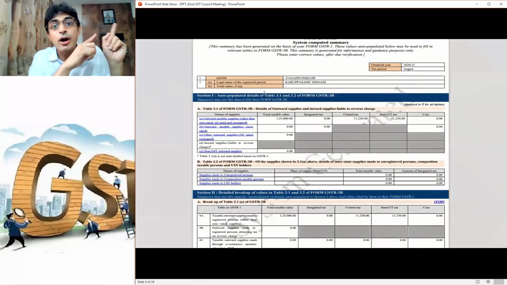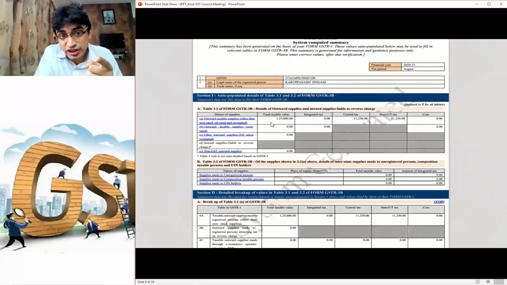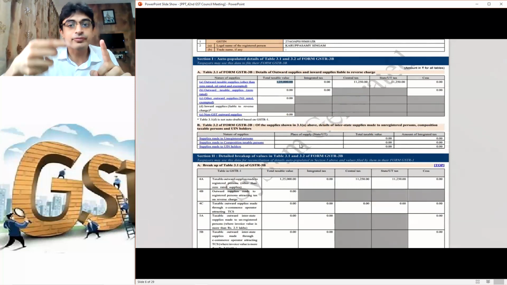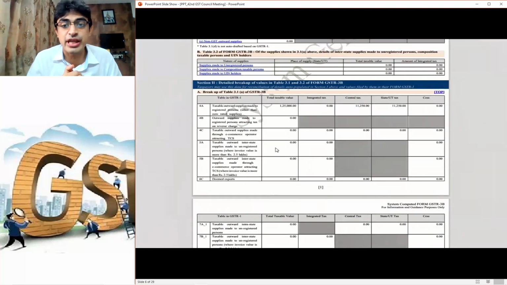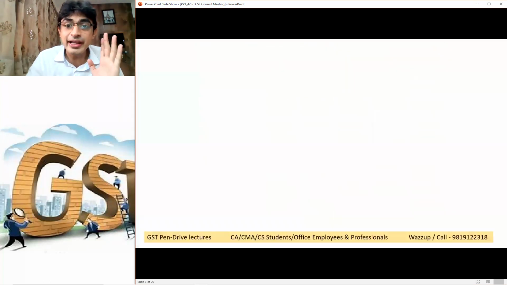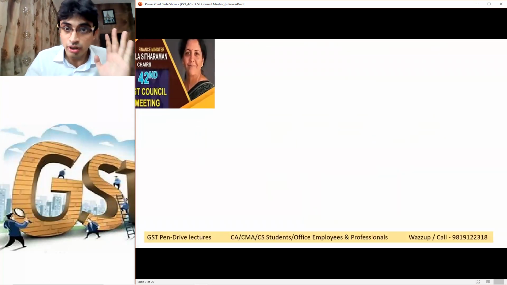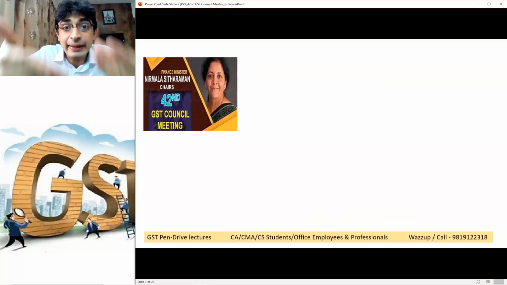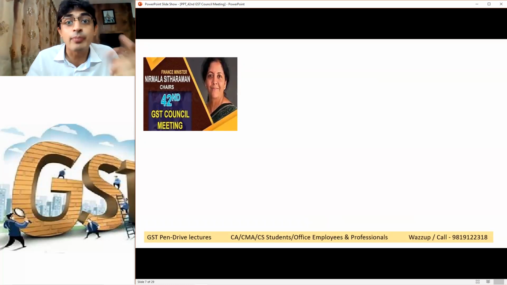Through this summary, the government was explaining to you that in GSTR1, you have declared this. And now you can see this and fill your GSTR3B accordingly, so that there is no mismatch. So the government has already made this updation. Correct. Now in the 42nd GST Council meeting, the government is improving this system, a further improvement in this.